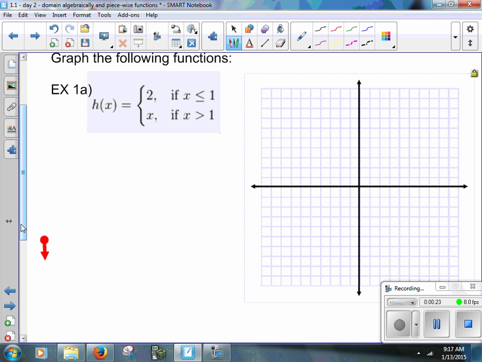So it's going to be what kind of a line? A straight line. What kind of straight line? All right, write this down. Constant function.